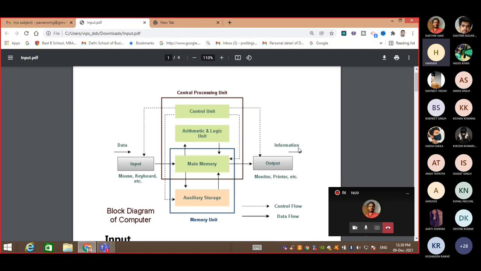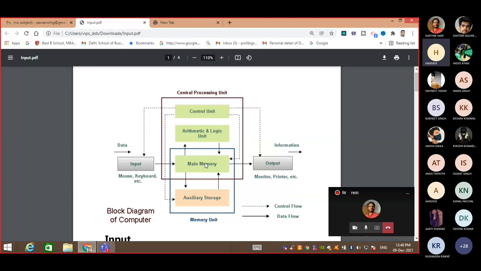And the heart of the computer is what we call the CPU, the central processing unit. In the CPU, there are further three main parts. One is CU, which stands for control unit. ALU stands for arithmetic logic unit. And main memory, which is also a part of the memory unit. These are on the motherboard basically. This is a single board, the central processing unit, on which these three particular units are there. Earlier, the main memory was not on the motherboard, but nowadays everything is on the motherboard. So control unit, ALU, and main memory.